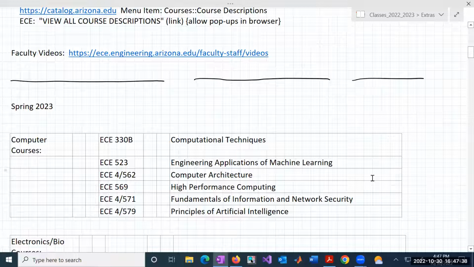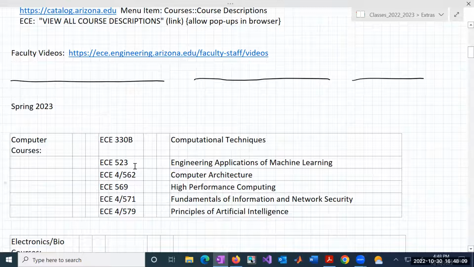Let's now look to the best of our ability right now in terms of planning. And again, depending on faculty members, leave of absence, sabbaticals, research activities, some of these classes and availabilities may change. I apologize for that, but right now, as of today, this is what we're thinking will be available for the spring semester of 2023.